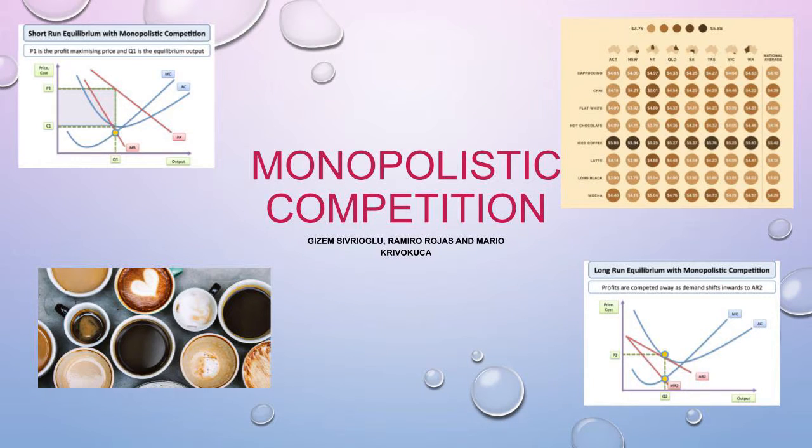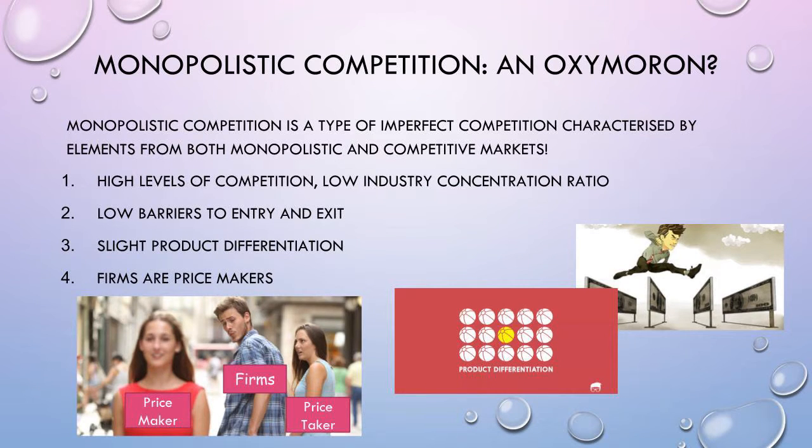This video will focus on monopolistic competition, the fourth and final case study, in the context of the billion-dollar Australian coffee industry. Now, at first glance, monopolistic competition may seem like an oxymoron by definition. However, it is a type of imperfect competition characterized by elements from both monopolistic and competitive markets. The four main characteristics of monopolistic competition include: number one, many producers and consumers in the market.